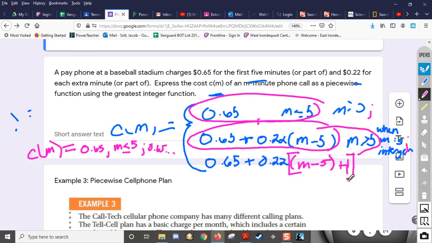And then that is when m is greater than 5, and when I'm doing this properly, when m is not an integer. All right. That's the whole thing.